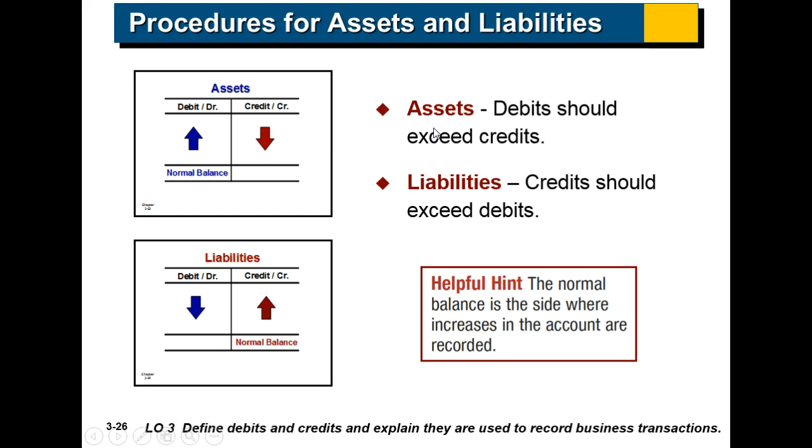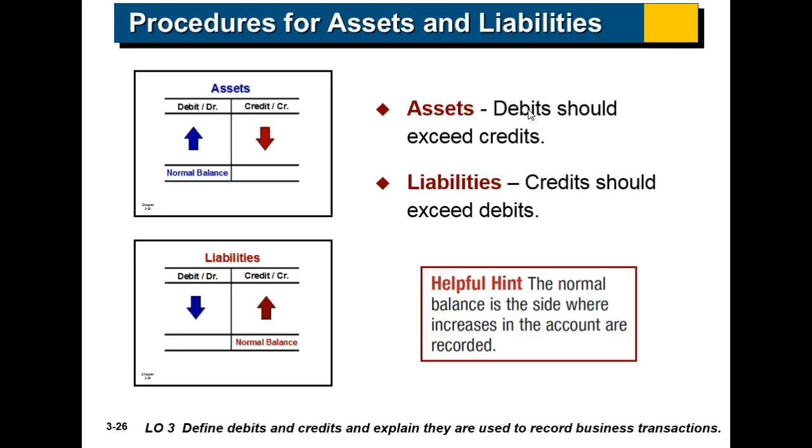Assets. Always, debits should always exceed credits. Okay? Assets such as cash, such as buildings, equipment, prepaid insurance, computers. Debits always are going to be greater than credits. But what about liabilities? It's opposite. Credits are going to always exceed our debits.